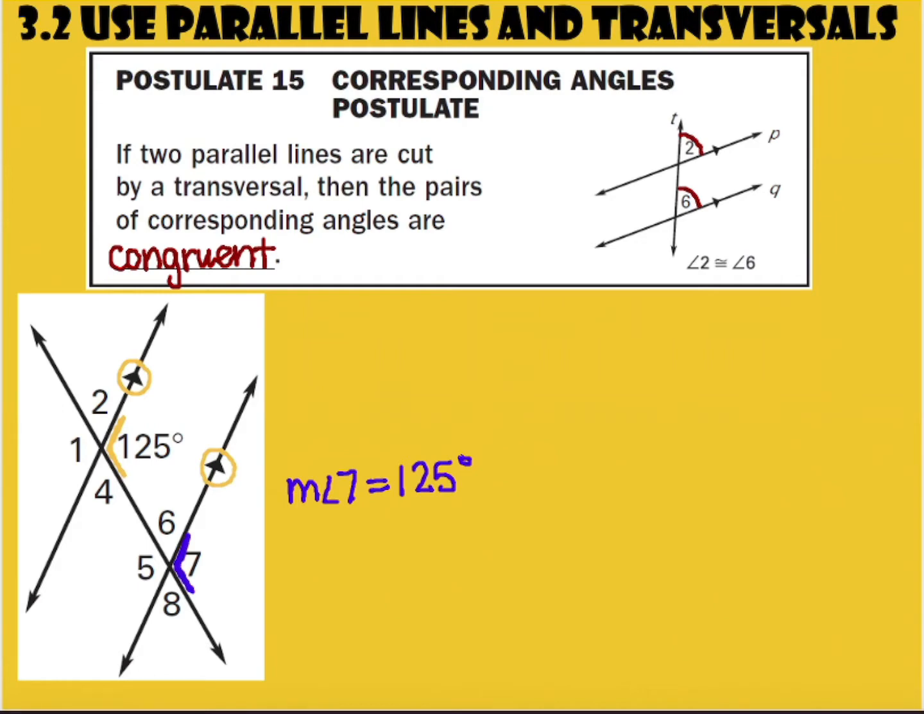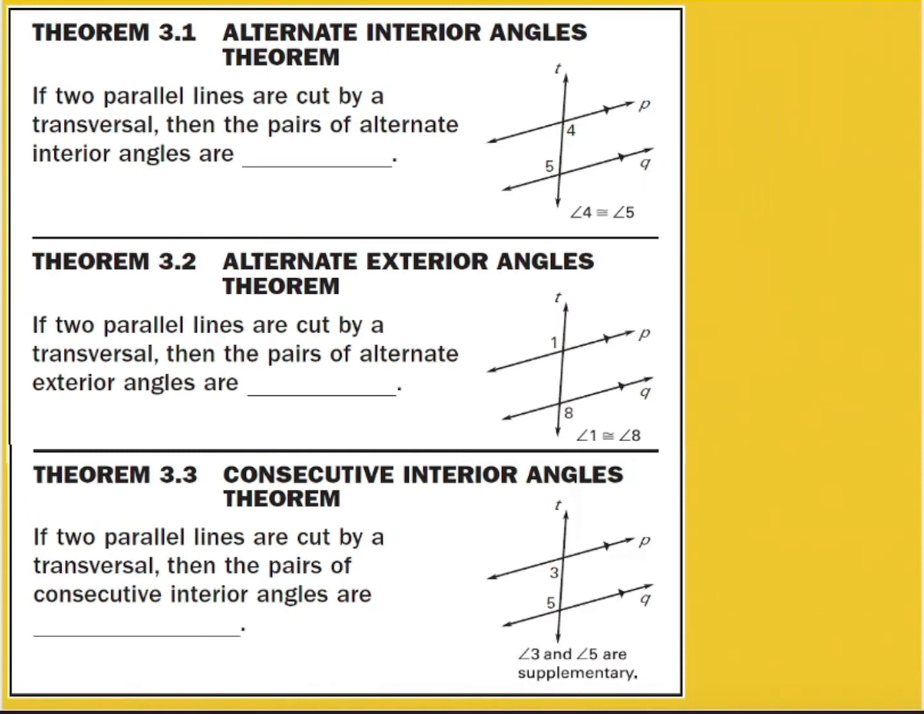Now the corresponding angles aren't the only ones that are congruent. We have three more theorems that tell us about other relationships between angles when we have parallel lines. The alternate interior angles theorem: if two parallel lines are cut by a transversal, then the pairs of alternate interior angles are congruent. Do you see angle 4 right here? And angle 5 should be an exact match to that if those lines are parallel. So we could say they are congruent.